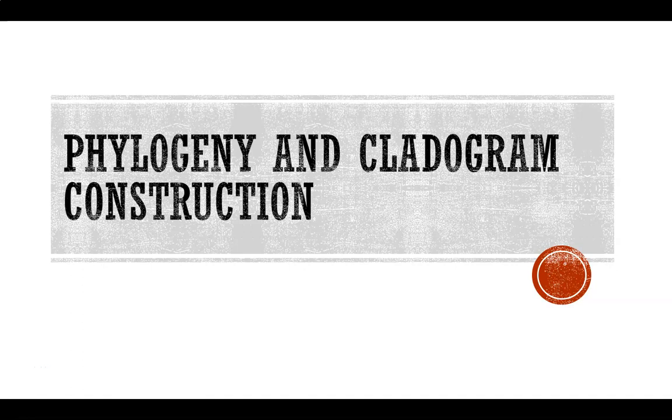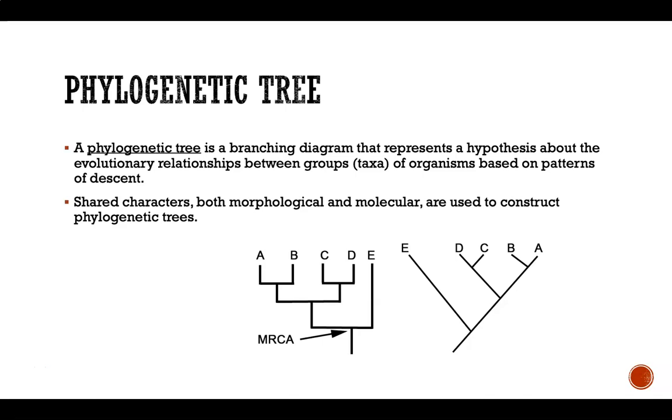In our lab this week, we are going to be making phylogenetic trees using the concept of cladistics. So we are going to be building something called a cladogram, which is going to show the phylogenetic relationship between the organisms that we're looking at. So a phylogenetic tree is basically a branching diagram that shows our hypothesis about the evolutionary relationships between a small group of organisms. So phylogenetic trees are often based on shared characteristics.